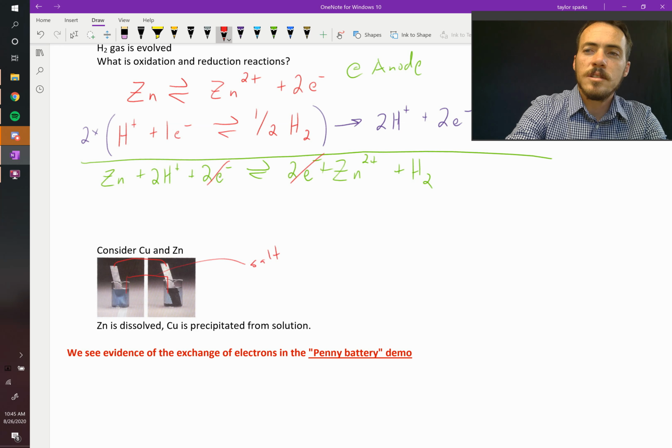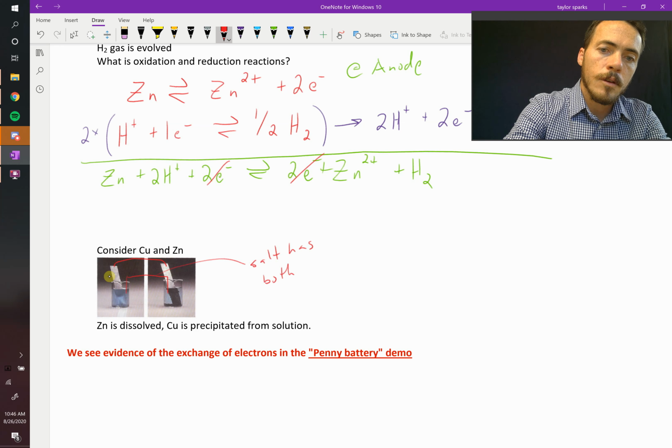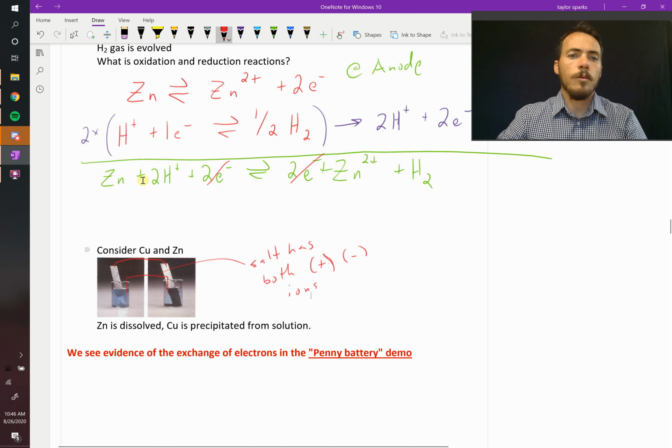Why do we use a salt? It just has to have both positive and negative ions, right? Why do we need that? Well, think about what's happening here.